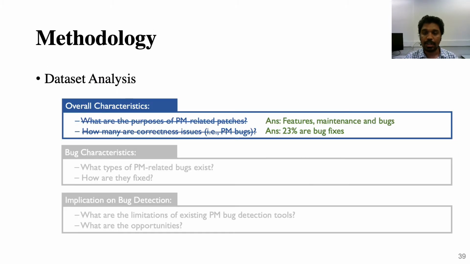To sum up, we observe that overall, the patches can be classified into feature, maintenance, and bugs. Within this dataset, 23% are related to fixing correctness issues.